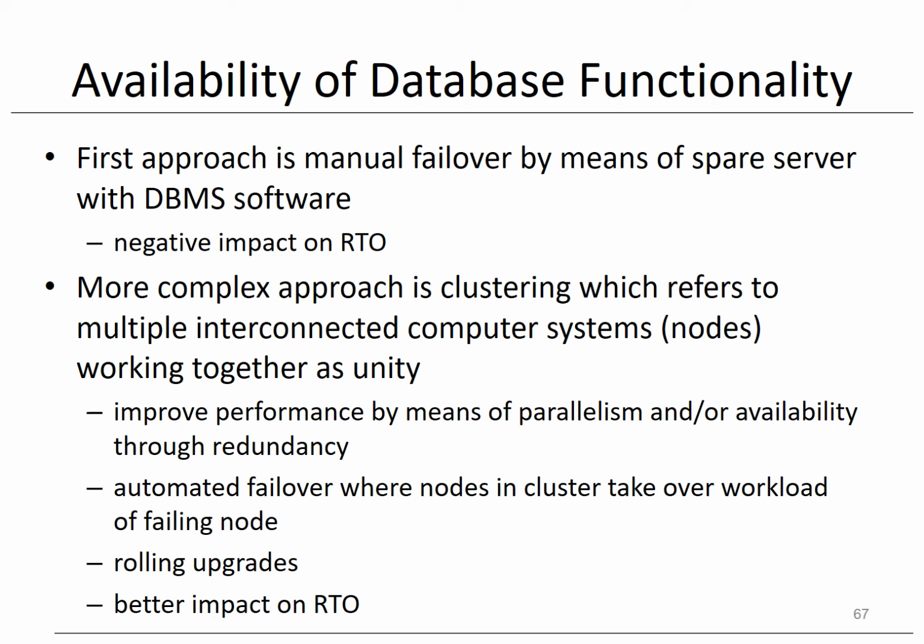Availability is guaranteed by automated failover, in that other nodes in a cluster are configured to take over the workload of a failing node without halting the system. In the same way, planned downtime can be avoided. A typical example here are rolling upgrades, where software upgrades are applied one node at a time, with the other nodes temporarily taking over the workload.